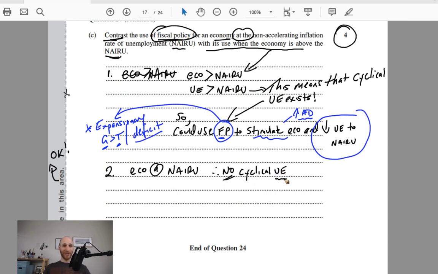If the economy is at the NAIRU, well then there is no cyclical unemployment. So if we just use expansionary fiscal policy, that's just going to increase aggregate demand. And when companies look for extra workers, they're just going to steal them from another company by offering higher wages. And that's going to be inflationary. So let's put down some points here to try and explain or indicate our knowledge about this situation.